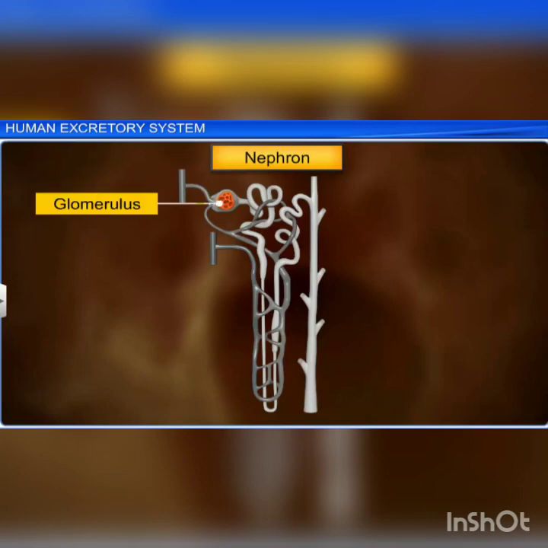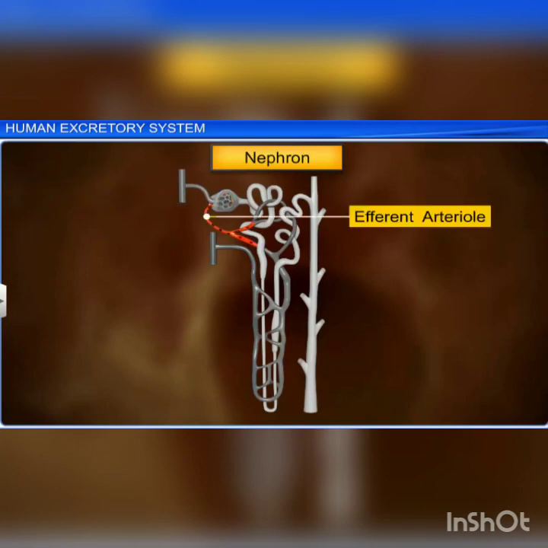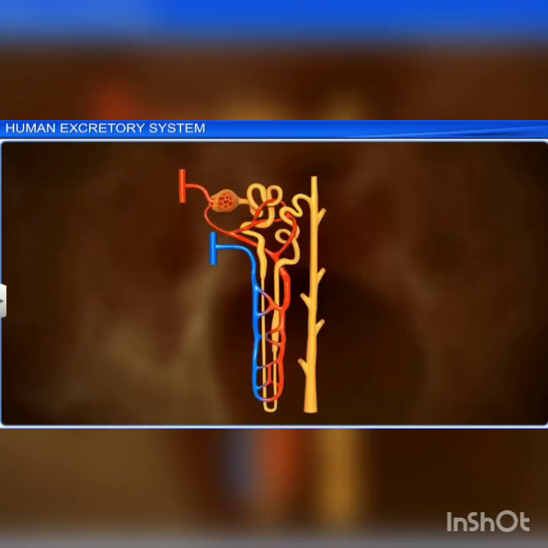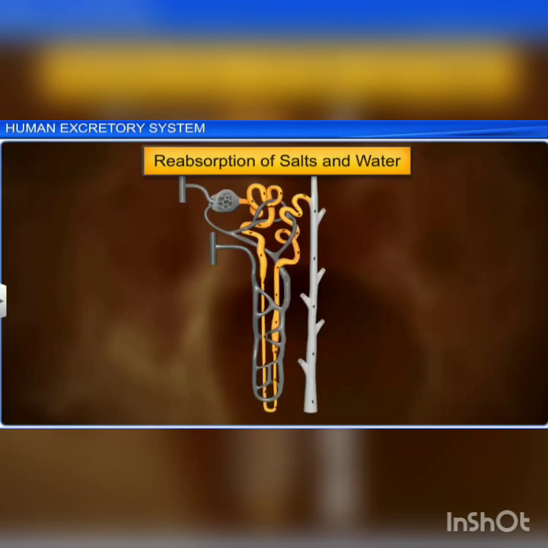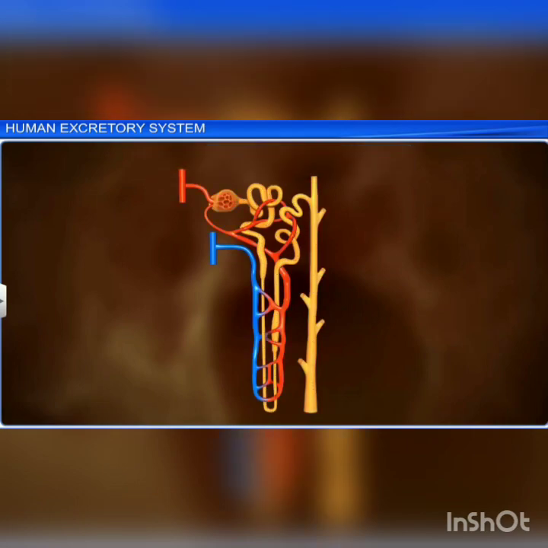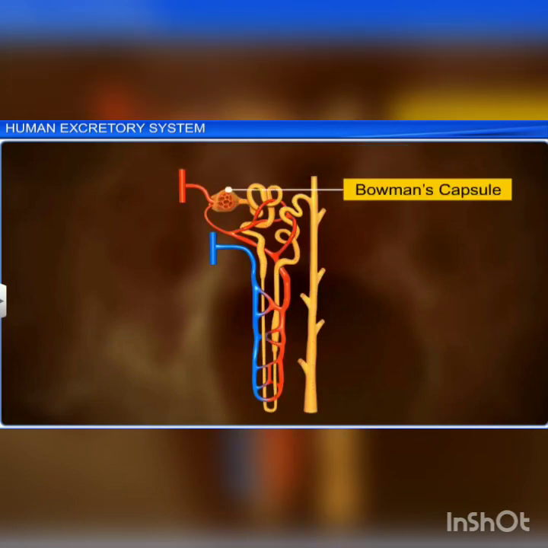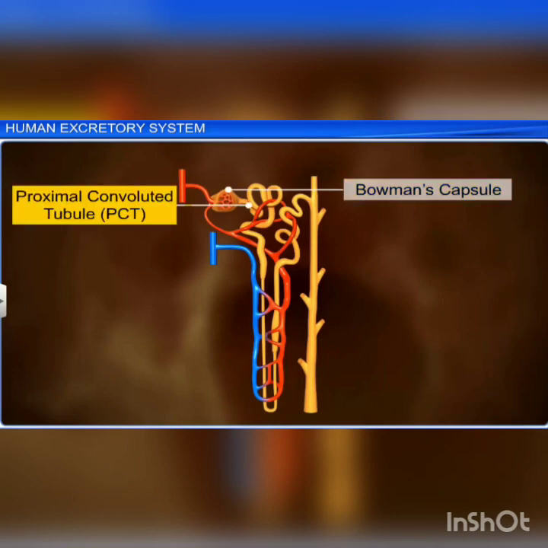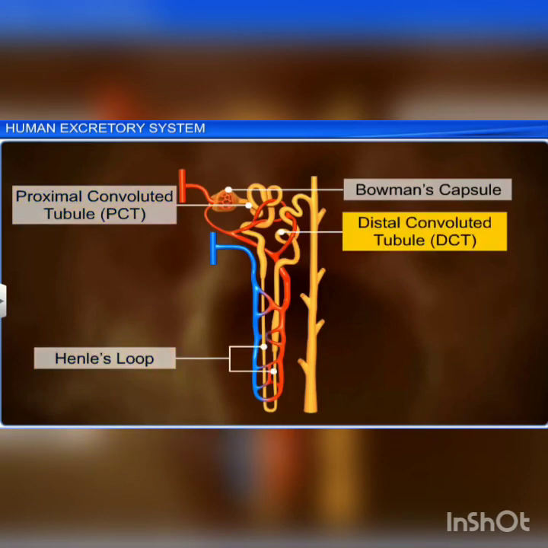The filtered blood from the glomerulus exits through the efferent arteriole. The other part of the nephron, the renal tubule, helps in the reabsorption of salts and water as the urine passes through it, thereby concentrating the urine. The renal tubule begins with the Bowman's capsule and consists of the proximal convoluted tubule or PCT, Henle's loop, and the distal convoluted tubule or DCT.